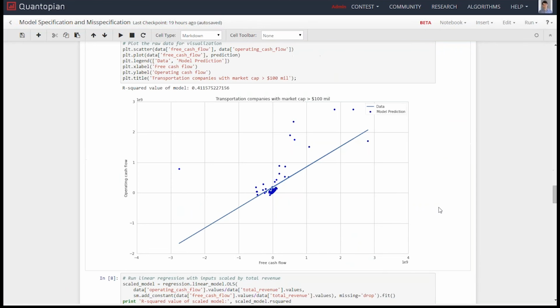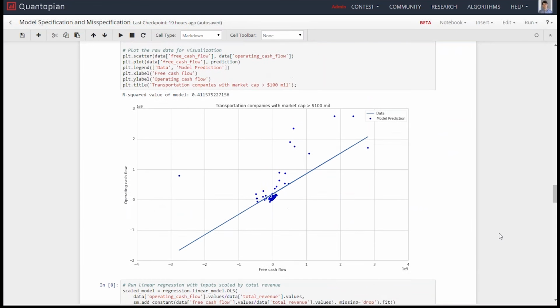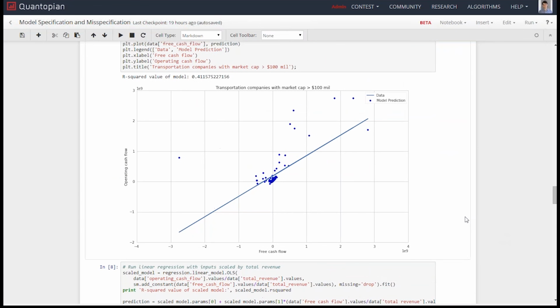Here's another example in that same vein, which is we're looking at the relationship between operating cash flow and free cash flow. And it looks like there's actually a good relationship between them. So we can use a company that has free cash flow as high to predict operating cash flow also being high, and maybe we can use this to make money in a model.